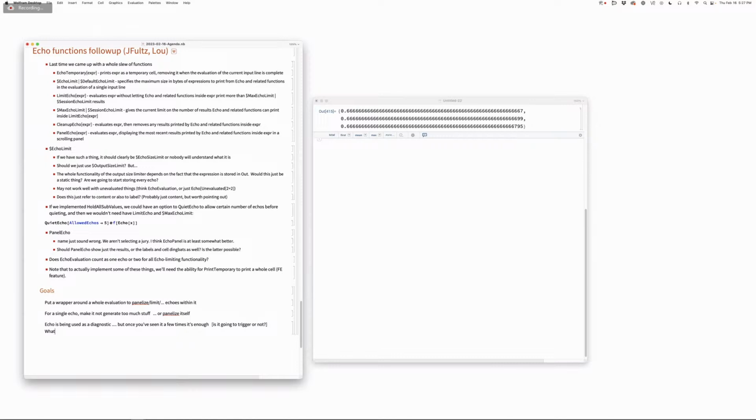Fine. Okay. Well, the question is, okay, what's the criterion? What is the criterion to shut it up? Okay. So A, you've seen it more than X times. B, you've seen more than X echoes altogether in this input line. What's another criterion?